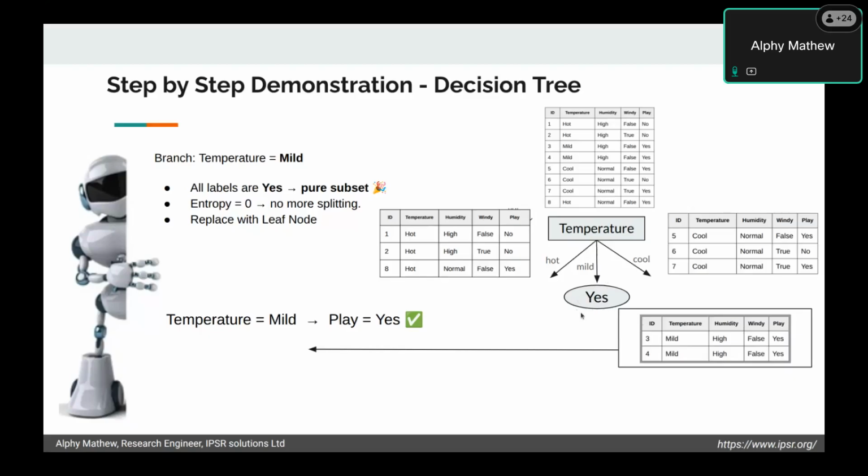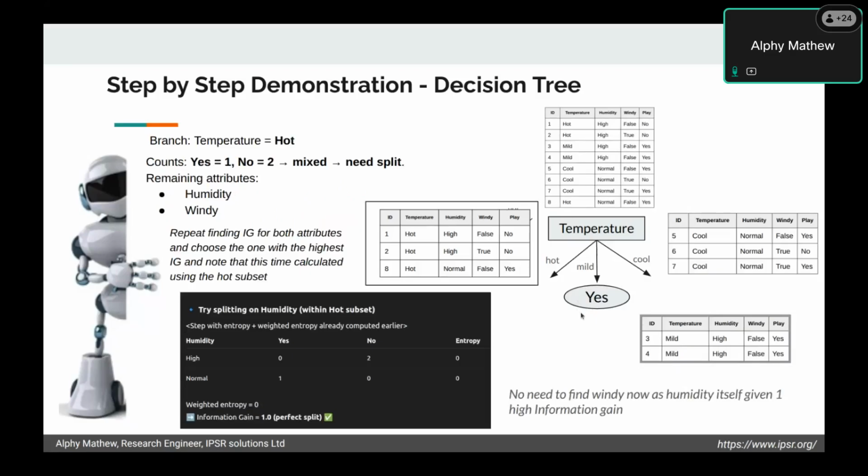Okay, now we need to go to the next branch. Suppose we take the temperature equal to hot branch, this one. Here in the hot branch, again we need to calculate the entropy and the information gain. So when we look at this hot branch, how many yes are there? One yes and two no. Okay, so it is mixed. That is impure. We need splitting here.